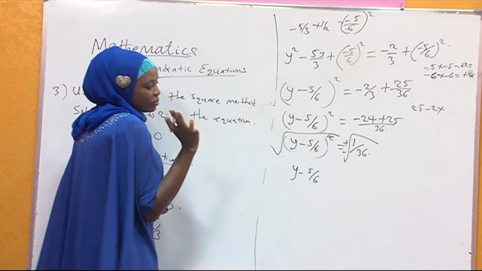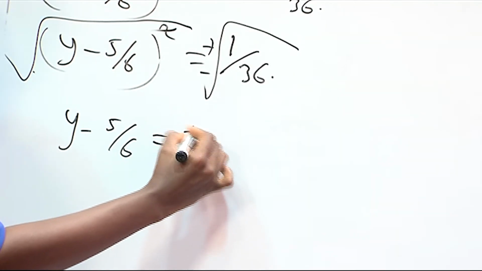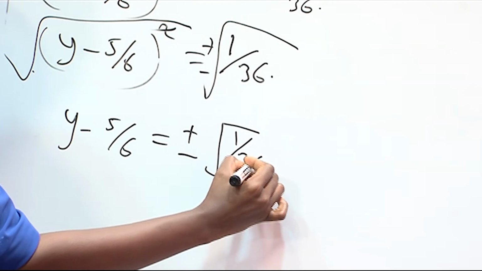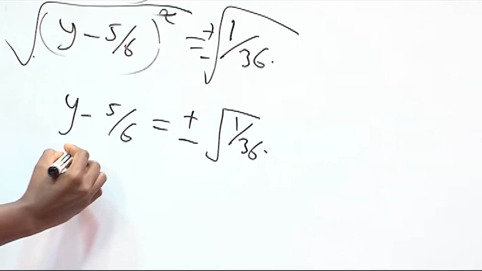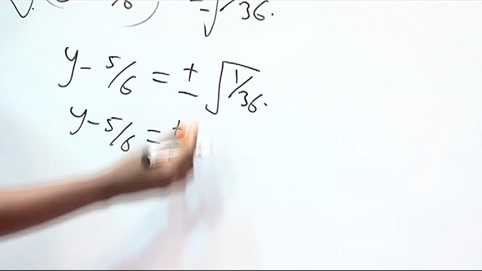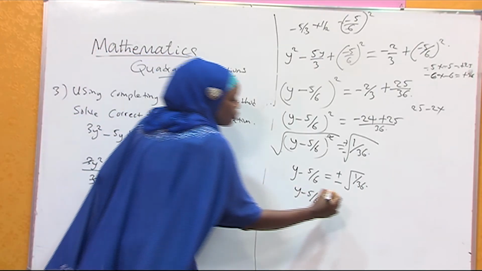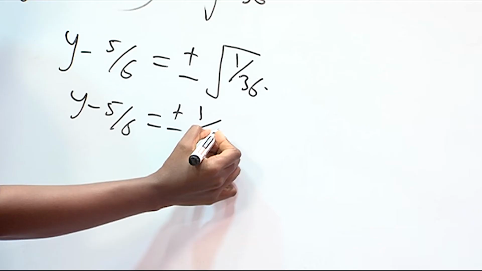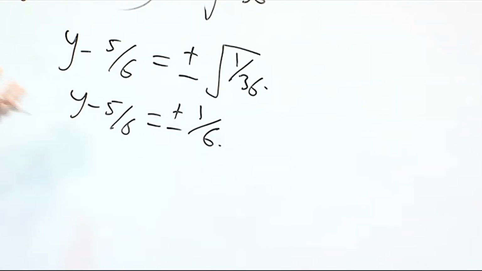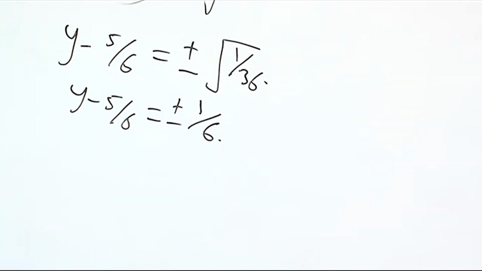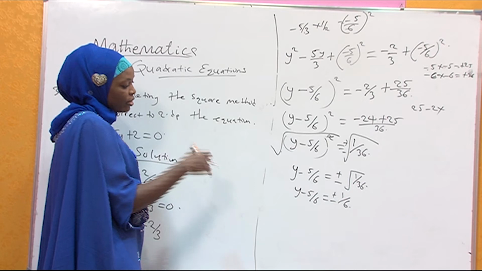The square is gone. y equals plus or minus the square root of 1 over 36. Now, the square root of 1 is still 1, and the square root of 36 is 6. So we can now take this minus 5 over 6 to the other side so that our y will become the subject of the formula here.